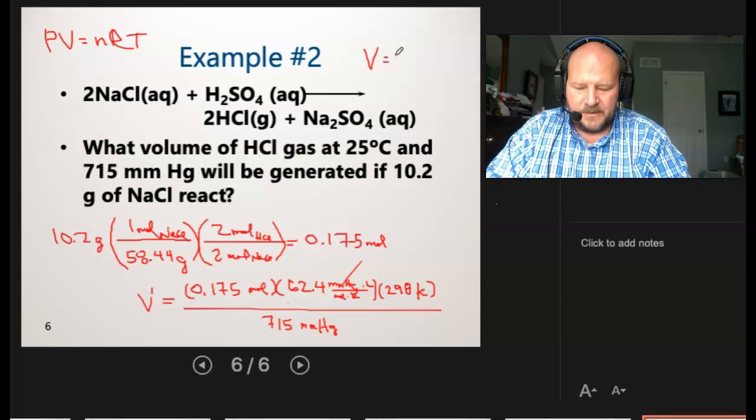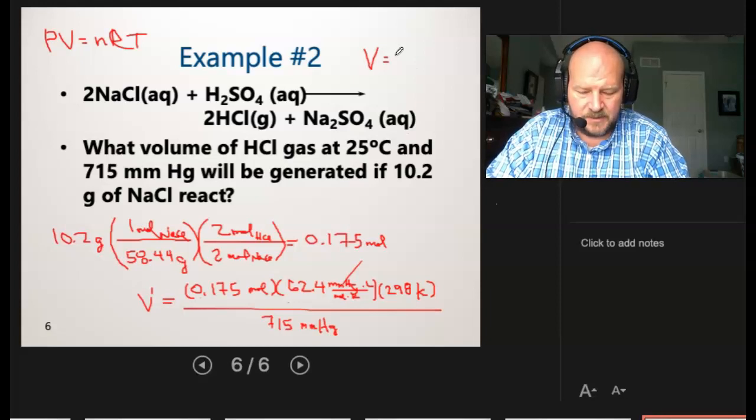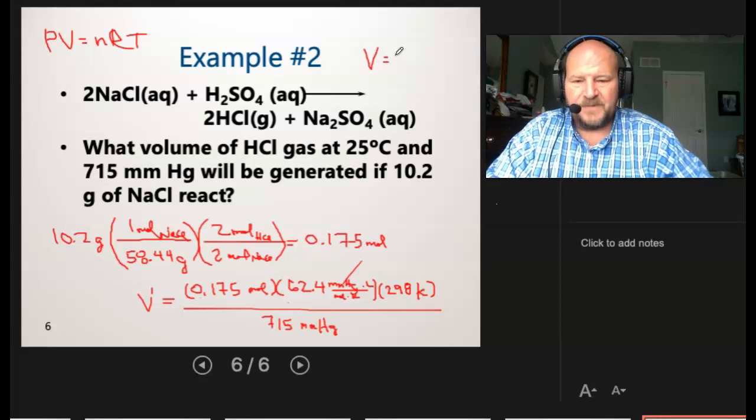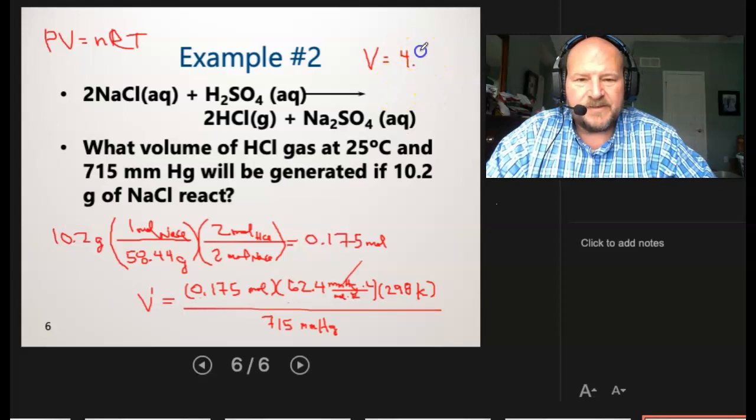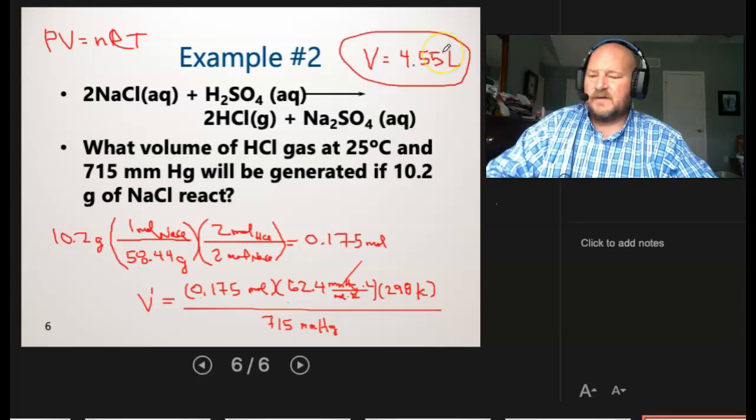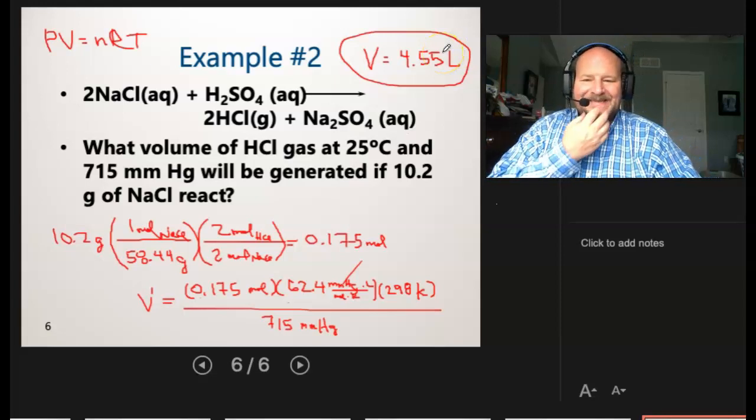And so we're going to take 0.175 times 62.4 times 298. We're going to divide that by 715. And it tells us we're going to make 4.3, sig figs, yep, 3 sig figs, 4.35 liters. All right. Hopefully that worked out for you.